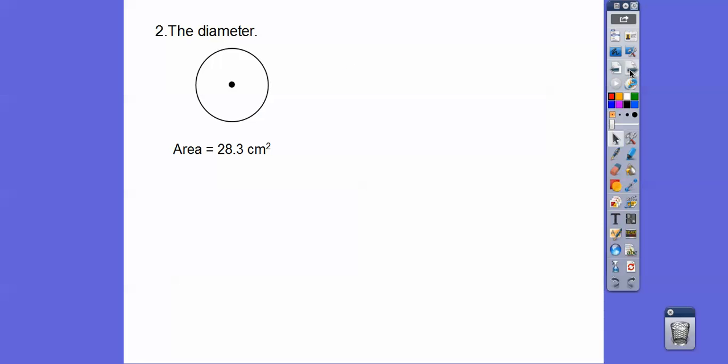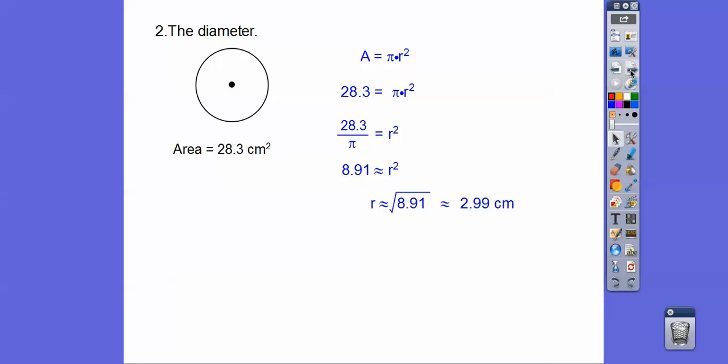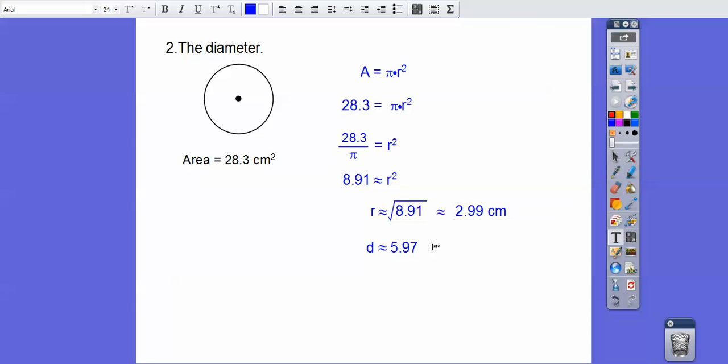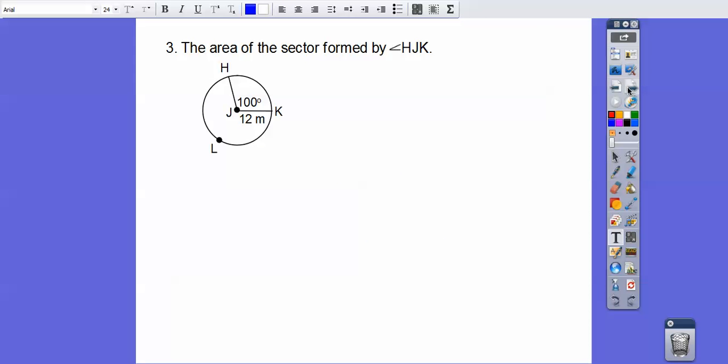All right, here they want us to find the diameter, and they're giving us the area is 28.3. So remember, area is pi r squared. So that 28.3 equals our pi r squared. We've got to solve for r and then double it because it's asking for the diameter. Divide both sides by pi and we get r squared equals about 8.91, and then we square root that to get the radius. And remember, it's asking for the diameter, so we double that. So it's that many centimeters. I better put that in there. So, centimeters.